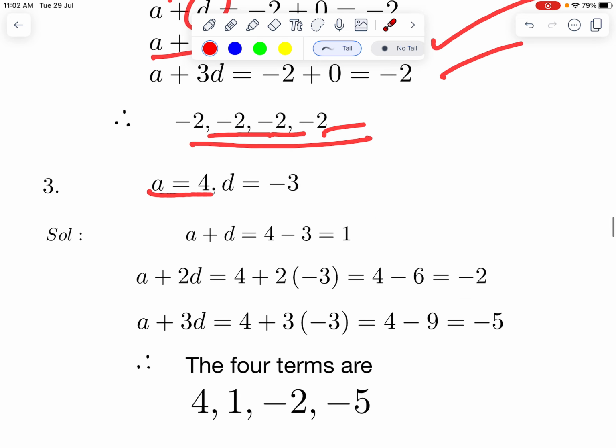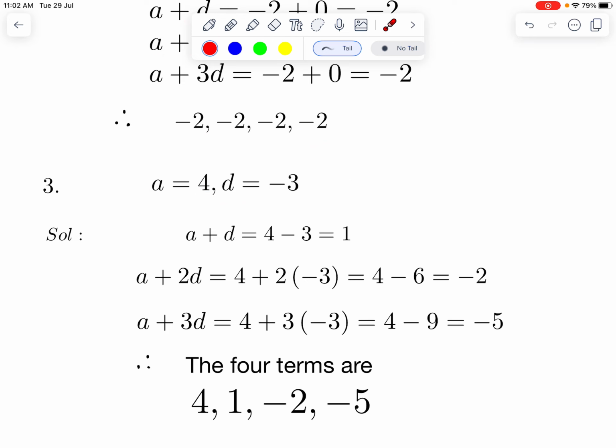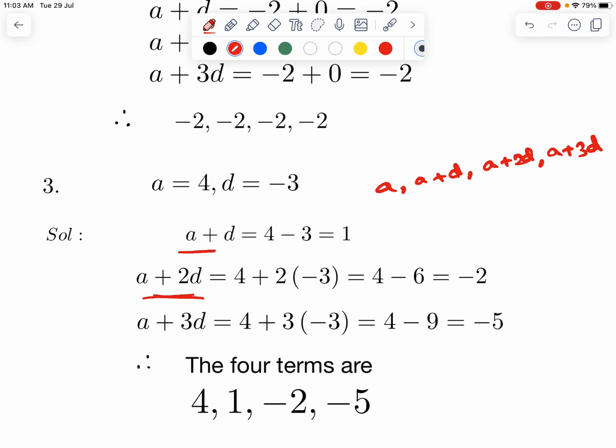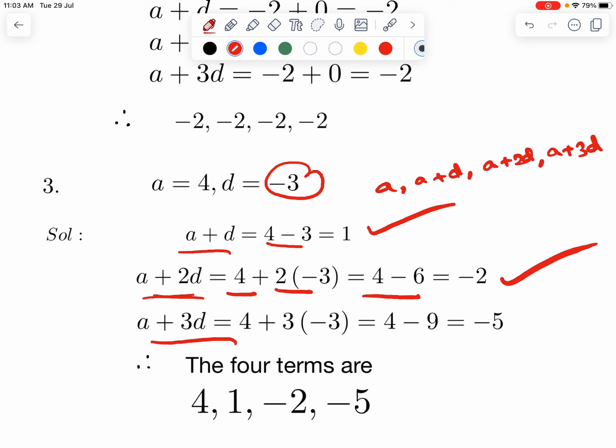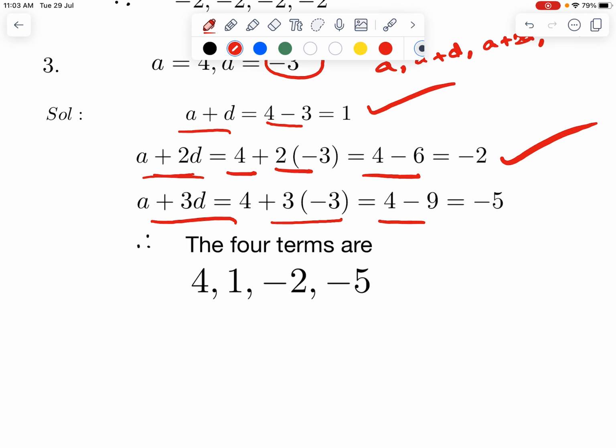Another example, a is equal to 4, d is equal to minus 3. Then the terms are a plus d, a plus 2d and a plus 3d. First of all, a plus d, 4 minus 3, that is equal to 1. Then a plus 2d, 4 plus 2 into minus 3, that is equal to 4 minus 6, minus 2. a plus 3d, 4 plus 3 into minus 3, that is equal to 4 minus 9, that is equal to minus 5. Therefore, the 4 terms are 4, 1, minus 2, minus 5.